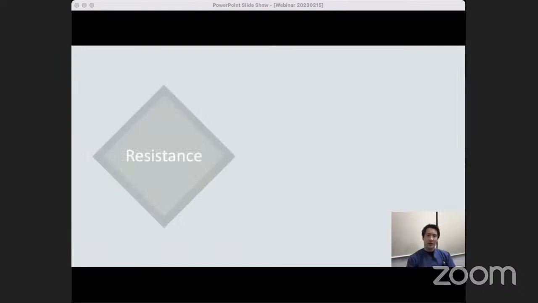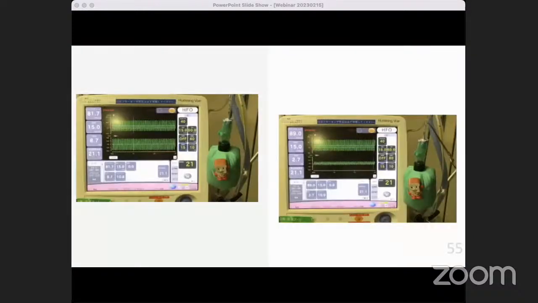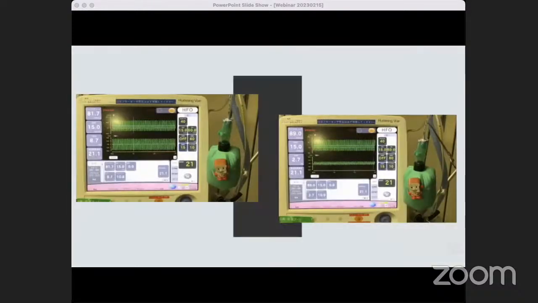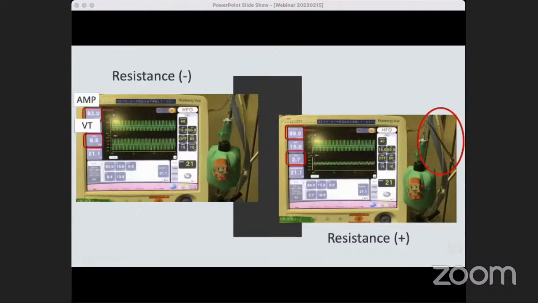And next, let's consider resistance from data using model lung. Forceps were used to add resistance to the endotracheal tube connecting the ventilator to the model test lung. As a result, you can see that the tidal volume has decreased and the amplitude has increased.